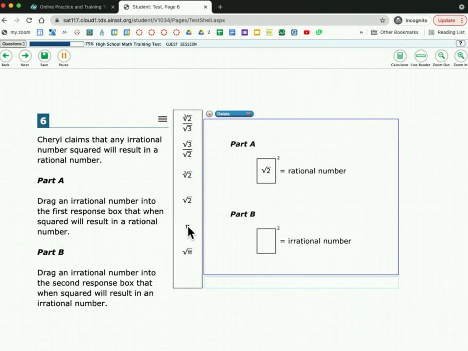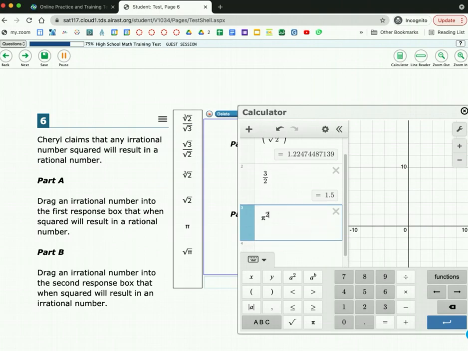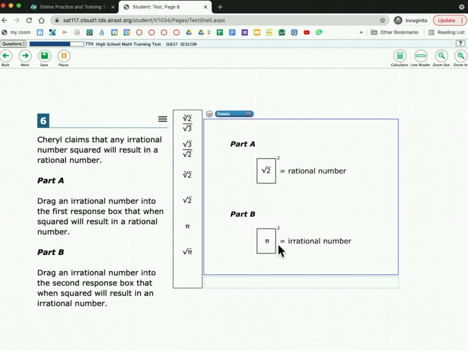So we know pi is irrational. If we square pi, check out what happens. If I just type pi, and then if I square it, it's still a wild and crazy number. All right, so that is irrational. So wild and crazy numbers are irrational. So pi can go there.